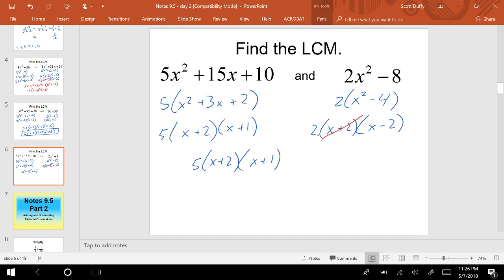And then the ones that aren't canceled out from this, we just bring down. Times 2 times x minus 2. Take the 5 times the 2, you get 10. x plus 2, x plus 1, and x minus 2. We won't combine them. Let's leave them factored.